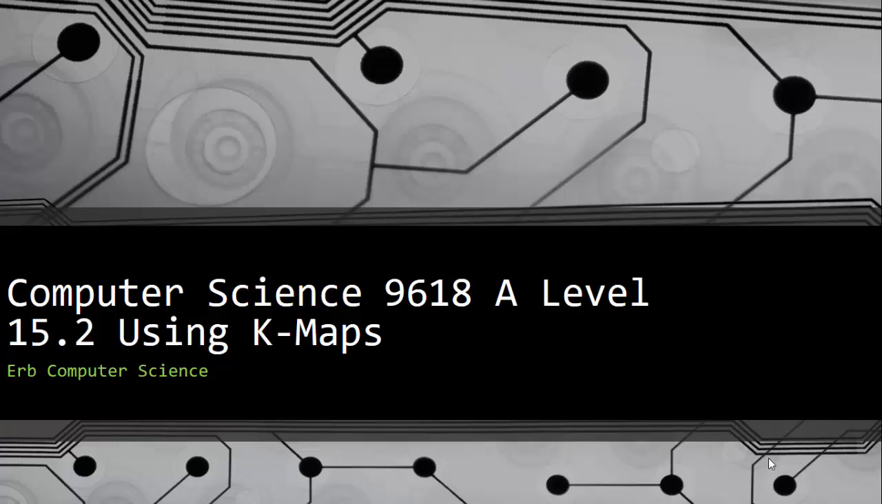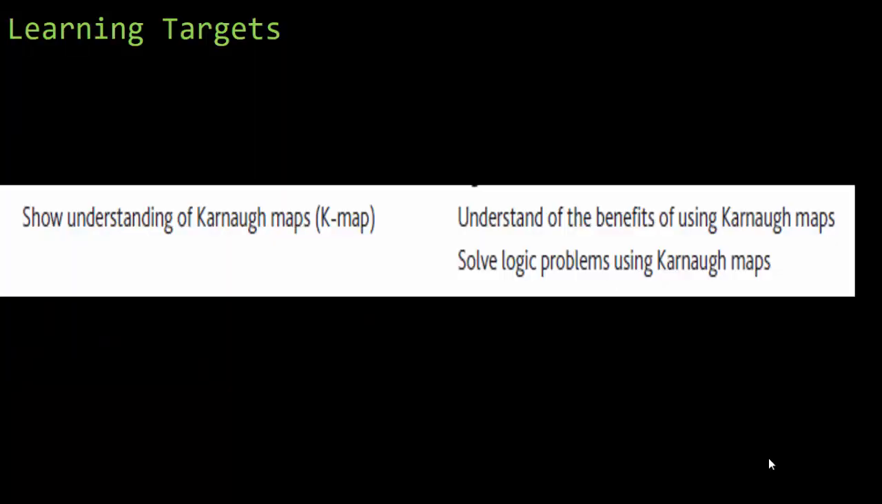In this video for Computer Science 9618 A-Level, we're going to be going over how to use K-maps. So let's take a look at those learning targets. They want us to show an understanding of Karnaugh maps, which are K-maps, understand the benefits of using Karnaugh maps, and how to solve logic problems using those K-maps.